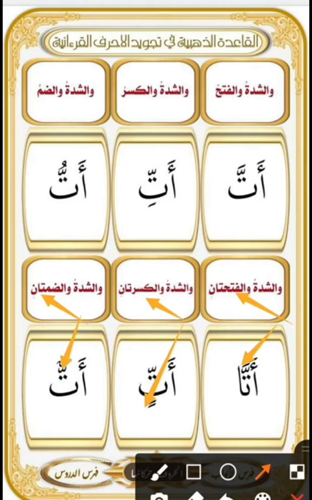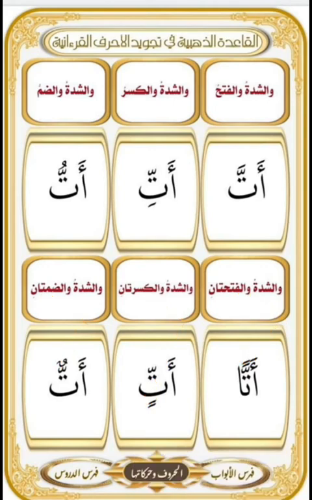The mistake when pronouncing the letter ta with shadda and the double vowels is to separate the double vowels like this by pushing with letter ta, at-tan, at-tin, at-tun, or to give hams like this, at-tan, at-tin, at-tun. So the right pronunciation is أتن أتن أتن.